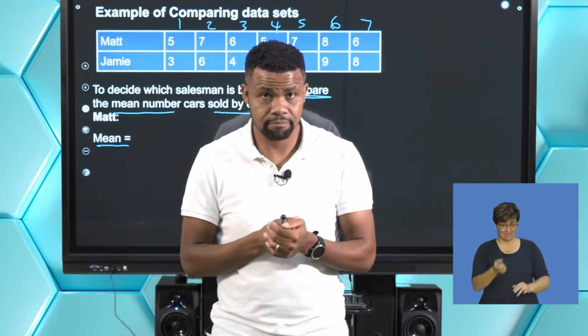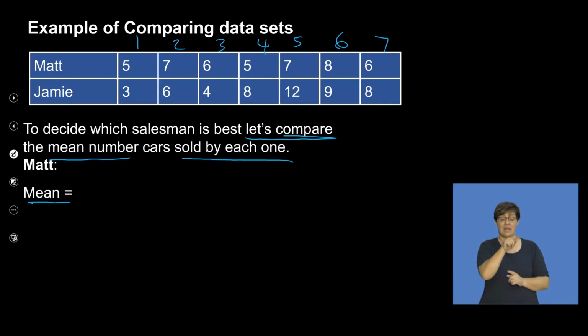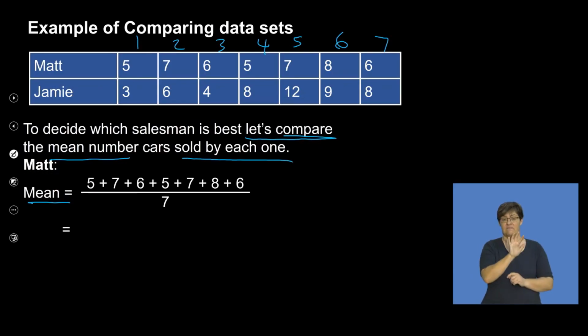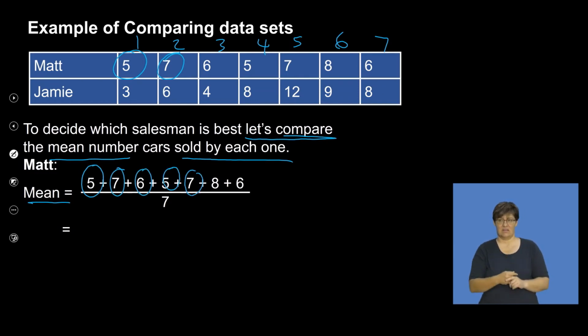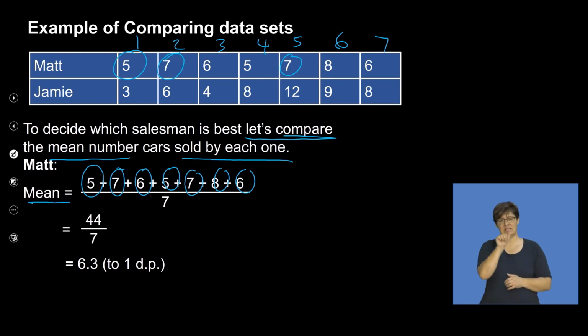Are we all together? So the mean for Matt will be 5, because on day 1 he sold 5 cars. Day 2, 7 cars, so it's 5 plus 7 plus 6 plus 5 plus 7. He sold 7 cars, 8 cars, and 6. Divided by 7 because he was working for 7 days. Are we all together? Then put this on your calculator, which is 44 over 7, which is about 6.3 if you round to 1 decimal place.